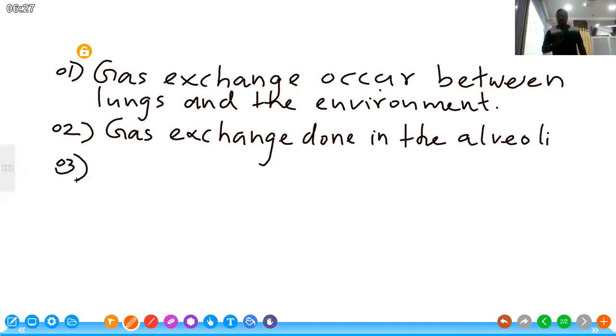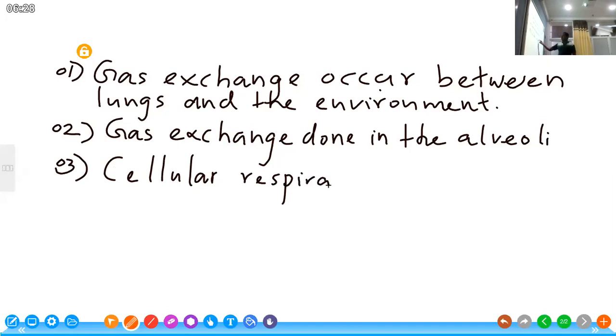Third and the last step, the oxygen taken by the blood is carried to the living tissues for respiration. Where in the living tissues? To the mitochondria. Then cellular respiration occurs in living cells. Cellular respiration, that is the third step. For easy study, we have divided the process of respiration into these three steps.